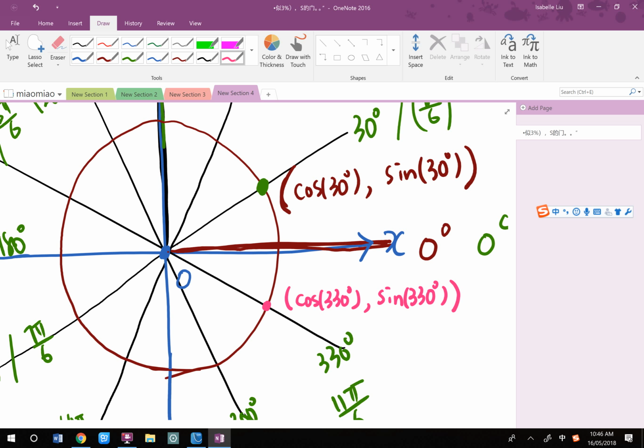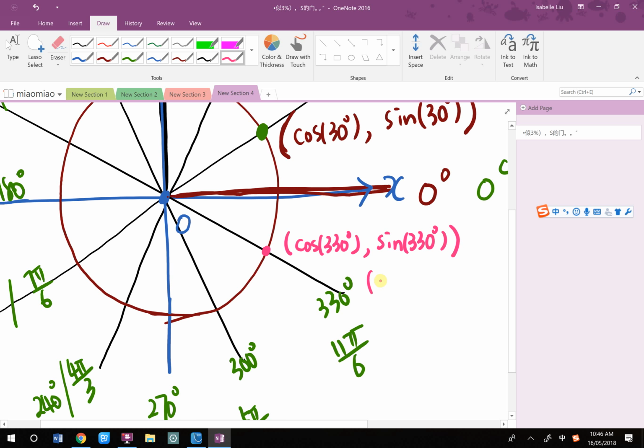Why do I find the coordinates here? The x coordinate represents the cosine of that angle, and the y value represents the sine of that angle. This can also be read as cosine of negative 30 degrees and sine of negative 30 degrees. Why? Because I can say the angle is negative 30 from that direction. 330 degrees and negative 30 degrees represent the same thing.